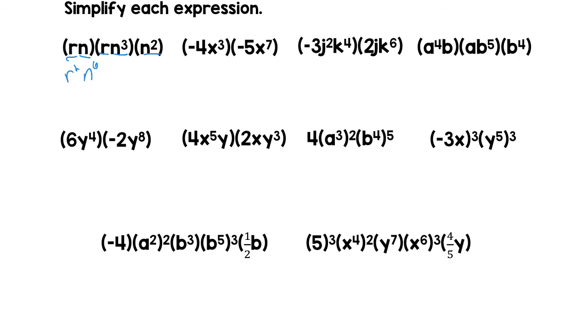Just adding exponents when we multiply similar bases. -4 times -5 is 20. x cubed times x to the 7th is x to the 10th. We add the exponents.